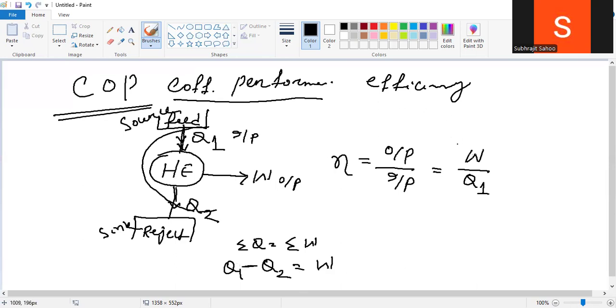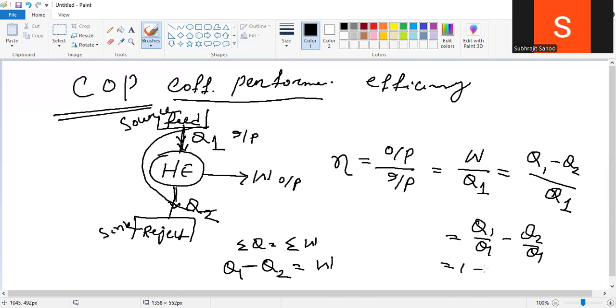Can I write efficiency equal to W divided by Q1, that is, Q1 minus Q2 divided by Q1? Sorry, Q1. More simplification: Q1 by Q1 minus Q2 by Q1. Again, 1 minus Q2 by Q1. This is the efficiency of the heat engine. Everybody knows. You know, I know.